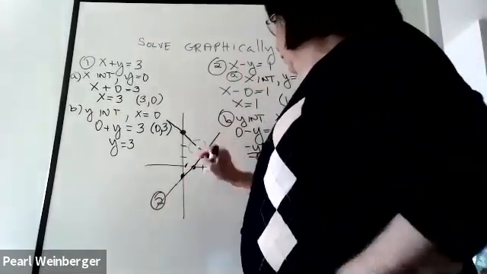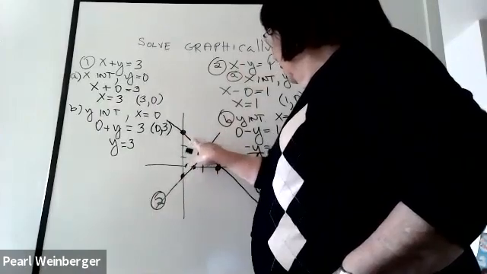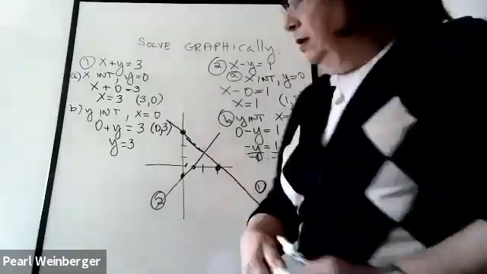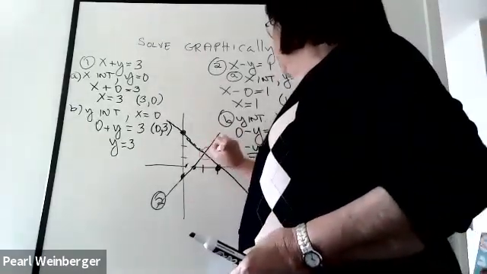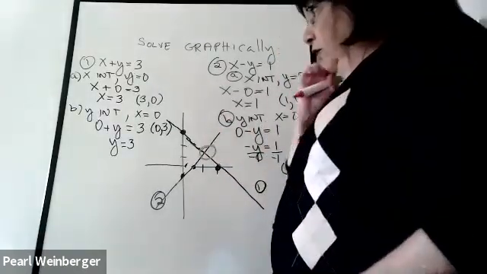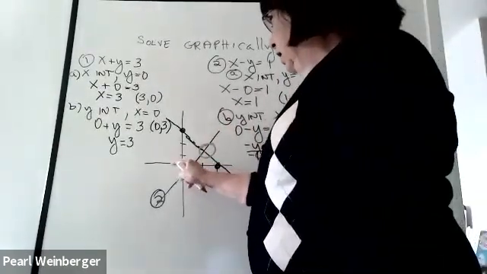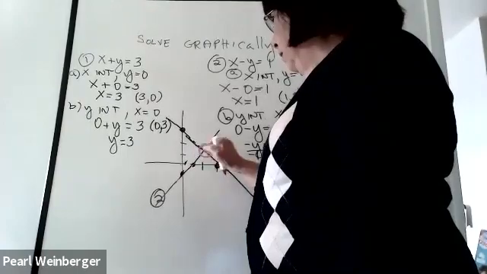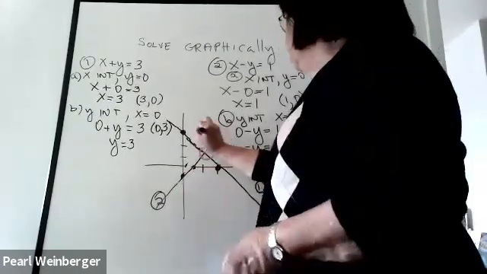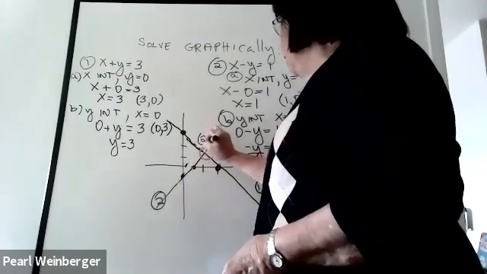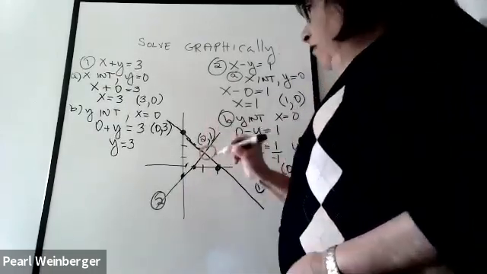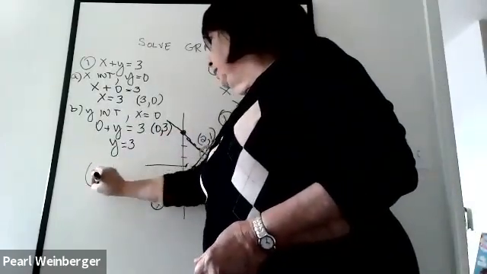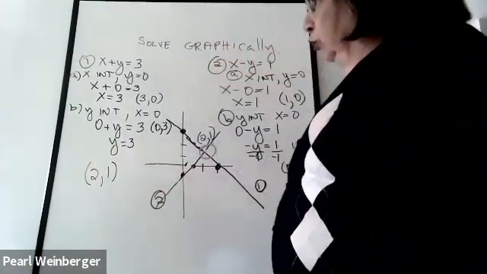Here is my point of intersection. And I have to read what that point is. Well, to get to that point, I first have to go 1, 2 to the right, and then I have to go 1 up. So the point of intersection is the point (2, 1). Therefore, the solution to this system of equations is (2, 1).